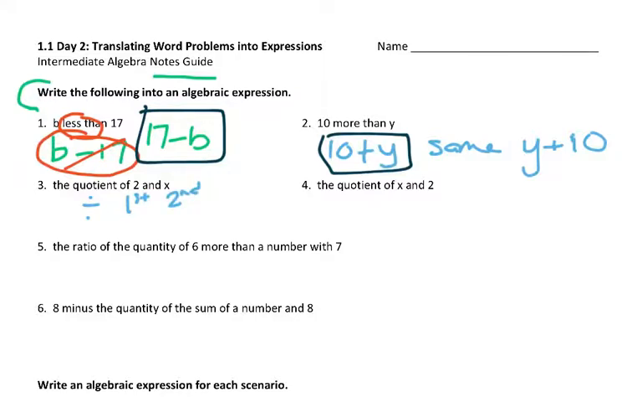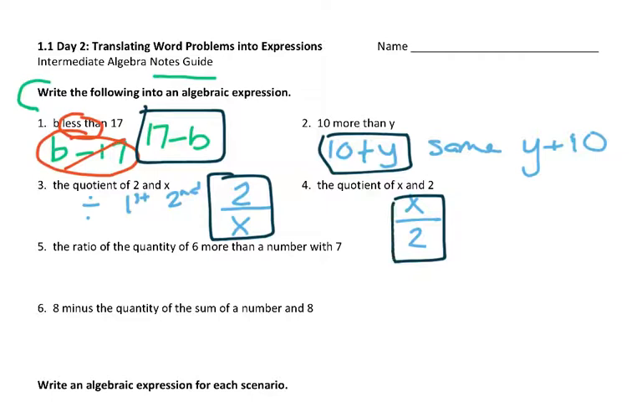Again, we don't do division with a division symbol anymore, we do it with a fraction bar, and so the 2 is the first thing, so it'll be on top, and the x is the second thing, so it'll be on bottom. So that one represents the quotient of 2 and x. The next one, however, notice how it's backwards. It's the quotient of x and 2. So now we put x first, on the top, and then 2 on the bottom.